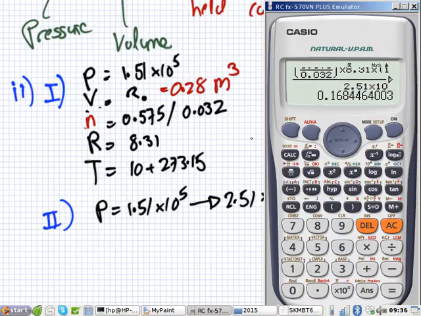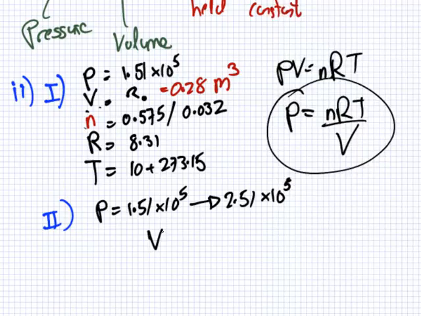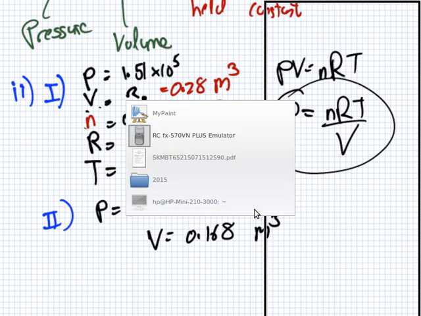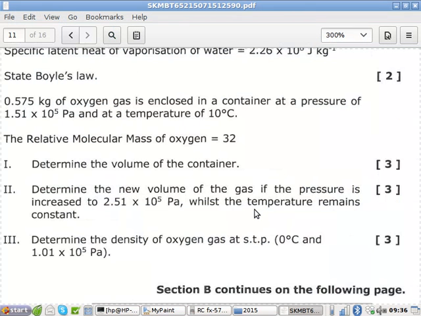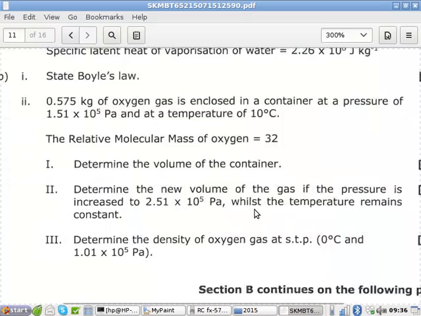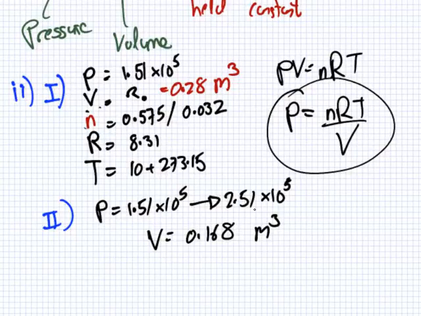No. What do you mean no? Yeah. 0.168. That's pretty sweet for another 3 marks. You've got 6 marks by using the same formula twice. Pretty sweet. But there is another way to do it.